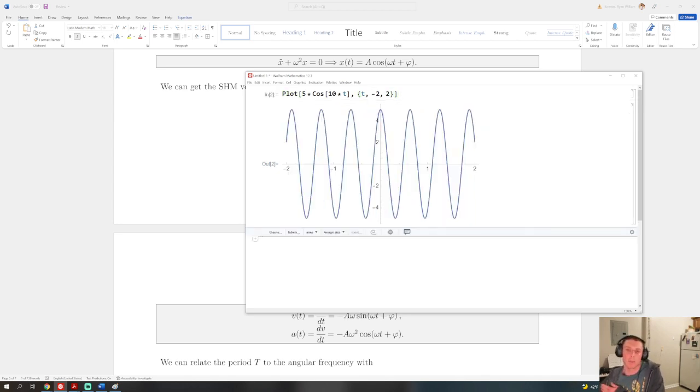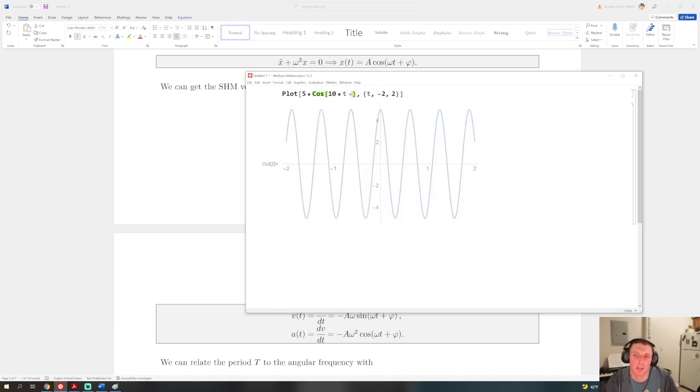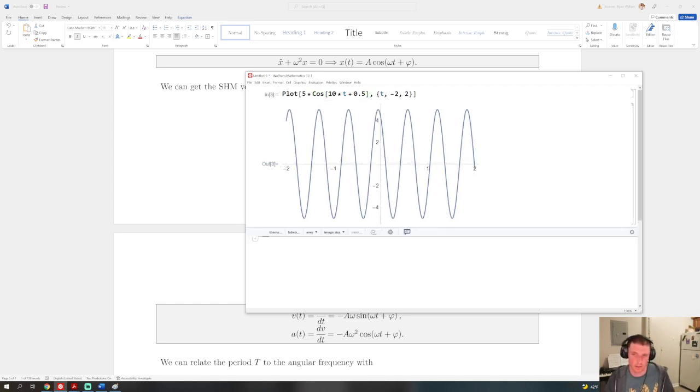Remember on the vertical axis here we have the position as a function of time, and on the horizontal axis we have time. So this would be great if our object was at maximum amplitude at time t equals 0, right? But sometimes it's not. So let's put something in here. I don't even know what a reasonable number would be. Let's just say it's like 0.5 or something. Notice how that shifted my cosine function to the left, right?